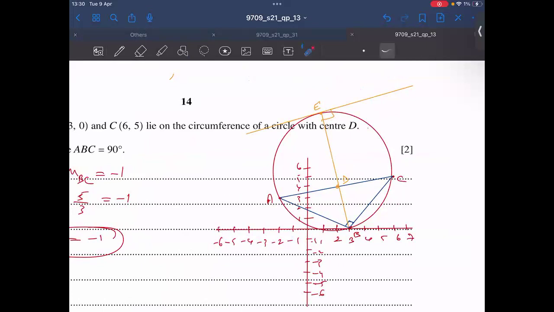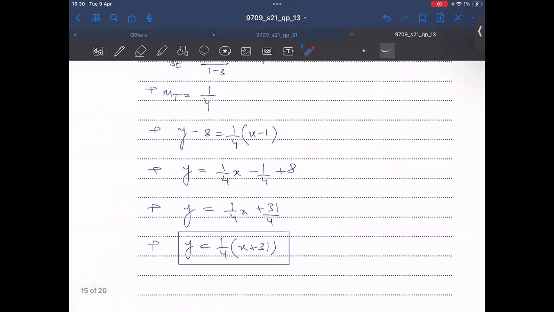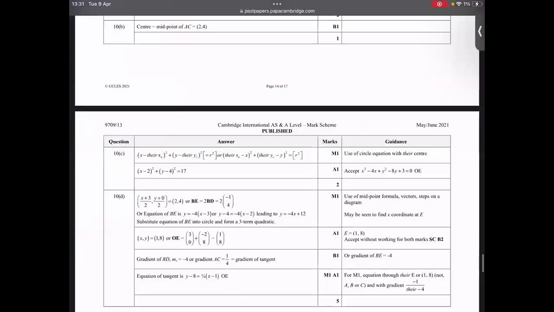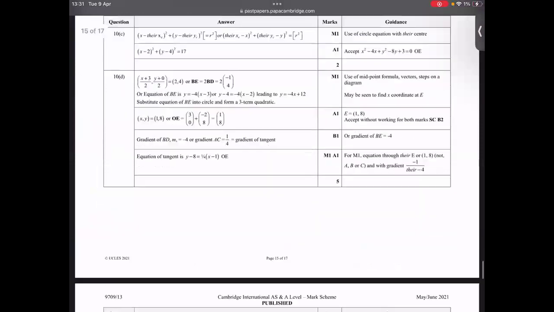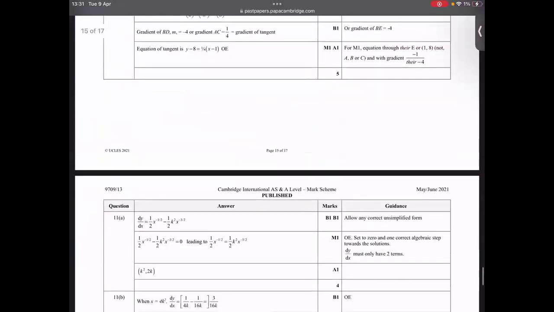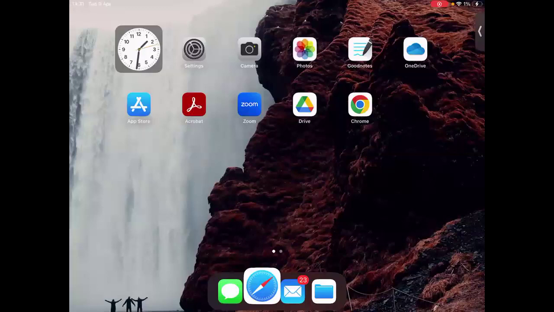So if you look at this, you have this diameter and the tangent at E, they are going to be perpendicular to each other. So I found the gradient of BE to be equal to minus 4. So the gradient of this tangent will be equal to 1 over 4. And then I used the coordinates of point E and the gradient of the tangent, 1 over 4, and found the equation of the tangent. Is it clear or not, Ms. Iman? Yes, sir. Clear. Okay. Let us verify quickly. Yeah, it's fine. No, they're correct. Okay. Then the last question.